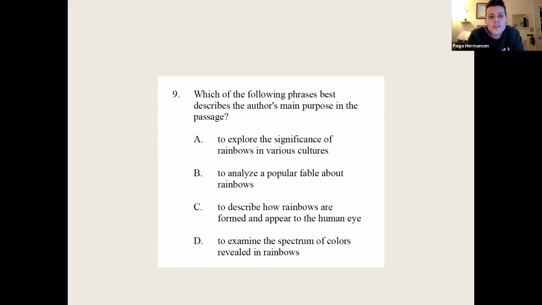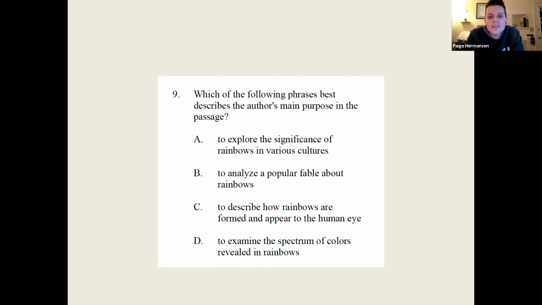A, to explore the significance of rainbows in various cultures. No, that is addressed in the first paragraph, but it is definitely not the main purpose of the passage. If it is, then why does the author bring it up and then drop it like a hot potato after one paragraph, right? No. B, to analyze a popular fable about rainbows. There's no fable here. B is not it. C, to describe how rainbows are formed and appear to the human eye. All right, that sounds a little bit closer to reality to me, right?